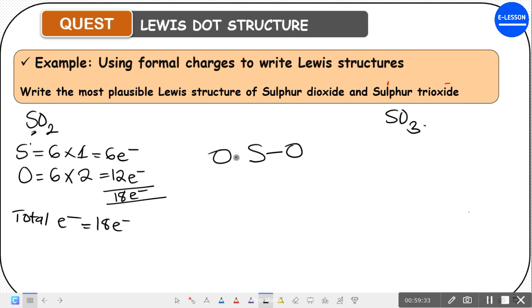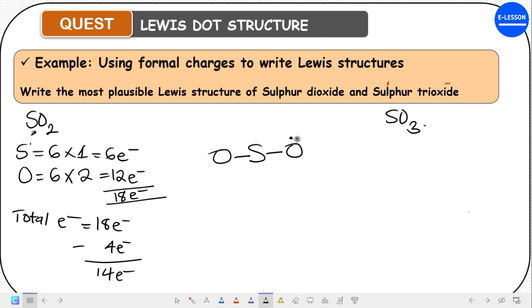Now, according to what I told you, the next thing is to subtract the number of electrons that you already used to bond. So you use 2 bonds here, which is 4 electrons. So subtract 4 electrons, total of what? 14 electrons will be remaining. Now, complete the octet for the terminal atom. So this gives us the octet for the terminal atom.